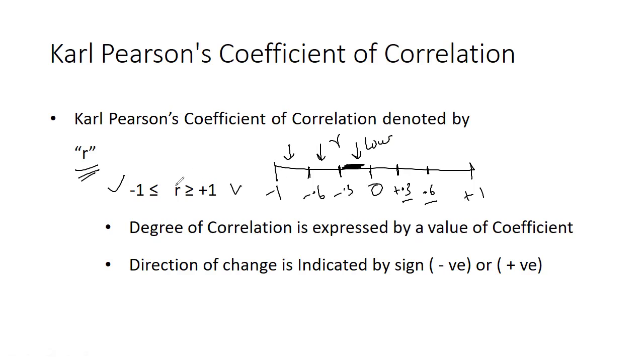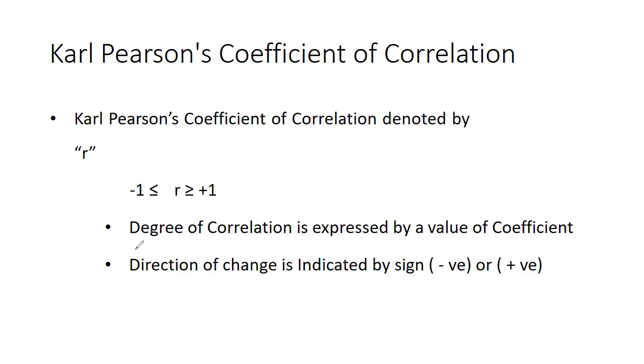So basically r will tell us whether the relationship is positive or negative. The degree of correlation is expressed by the value of the coefficient, and the direction of change is indicated by negative or positive. Positive means same direction, negative means opposite direction.